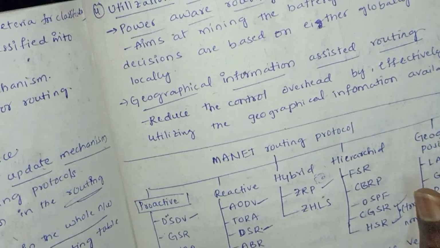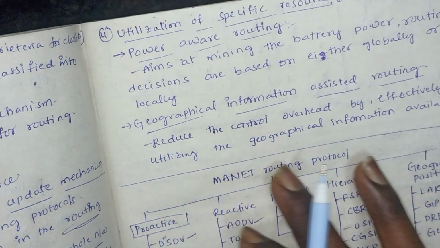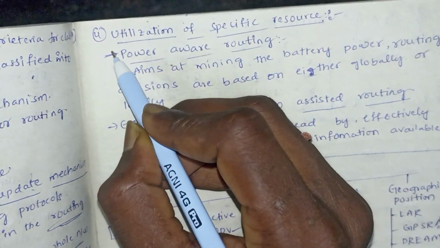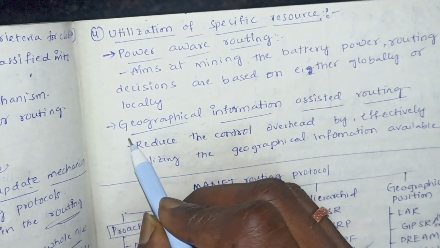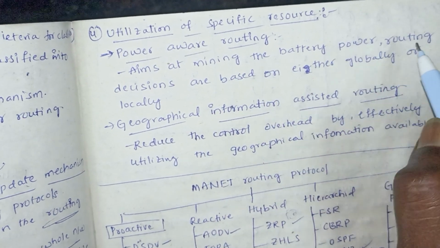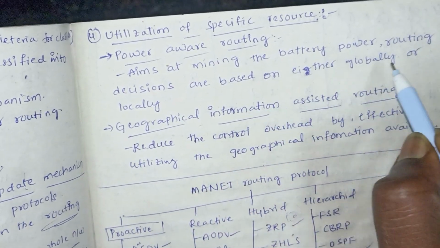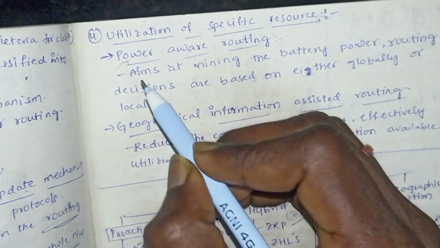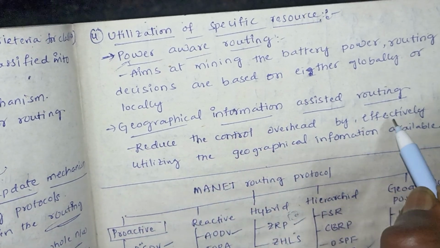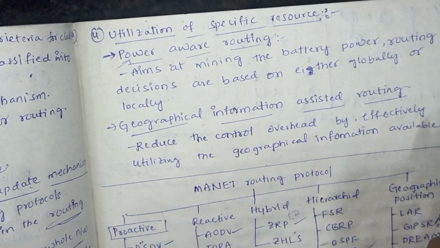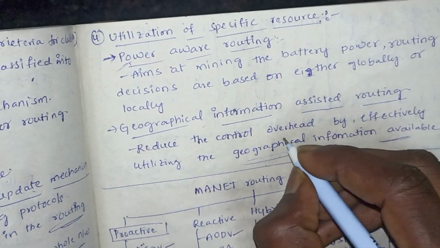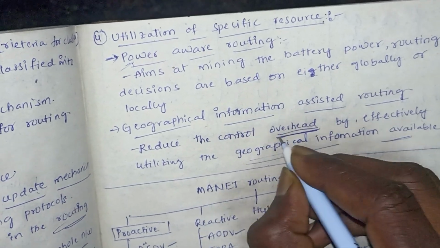Next, one more thing in the criteria of classifications: utilization of specific resource. In this there are two different parts: power aware routing and geographic information assisted routing. Power aware routing aims at minimizing battery power consumption, and routing decisions are based on either global or local information. Geographical information assisted routing reduces the control overhead by effectively utilizing the geographical information available. Whatever geographical information is available helps reduce the control overhead.